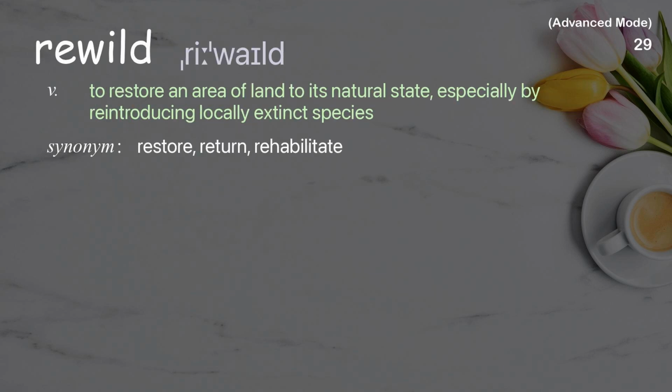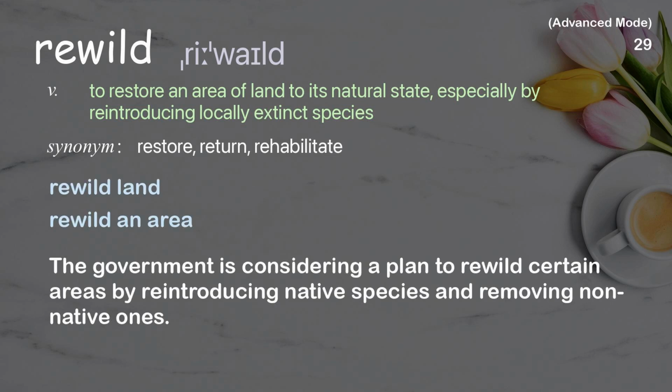Rewild. To restore an area of land to its natural state, especially by reintroducing locally extinct species. Examples: Rewild land. Rewild an area. The government is considering a plan to rewild certain areas by reintroducing native species and removing non-native ones.